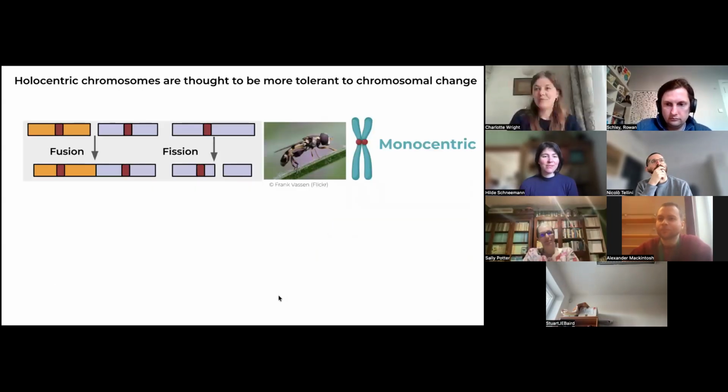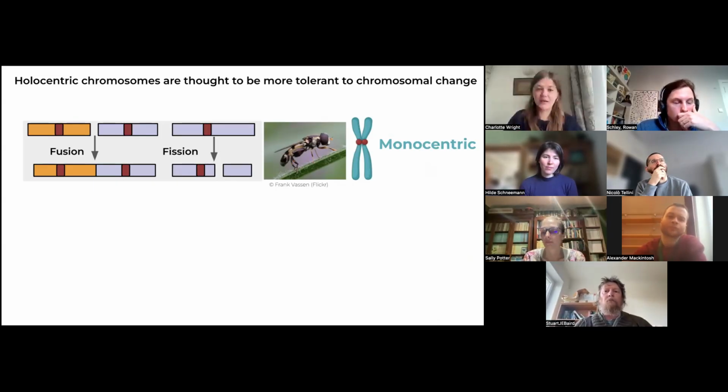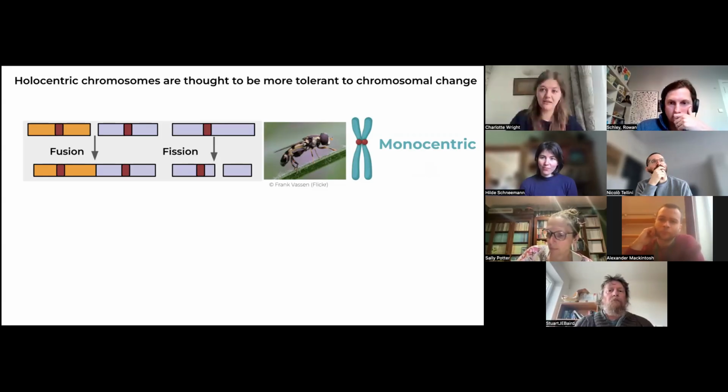Okay, but so I think one other thing to keep in mind is that not all chromosomes are equal, and that can change the rate at which these rearrangements are perhaps likely to happen. And one of those things is whether they're holocentric or not. And so what I mean by this is that flies, like us, are monocentric. That means they have a single centromere per chromosome.